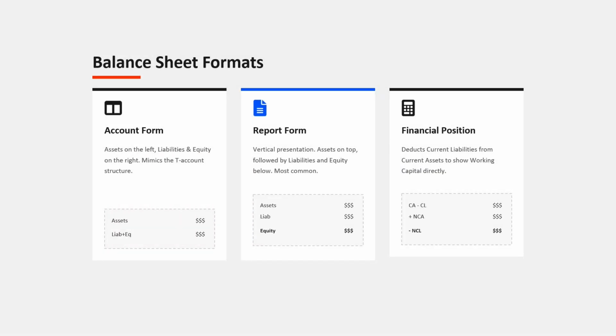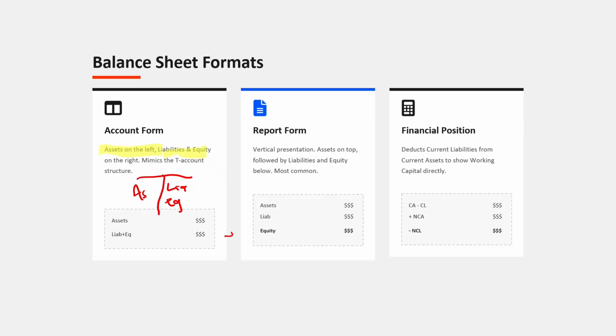There are three different ways the balance sheet can be presented, and the CPA exam likes to question you on that. What are those? Number one is the account form. This one you may remember from your books. Here we have the assets on the left, liabilities and equity on the right. This almost looks like a T account.